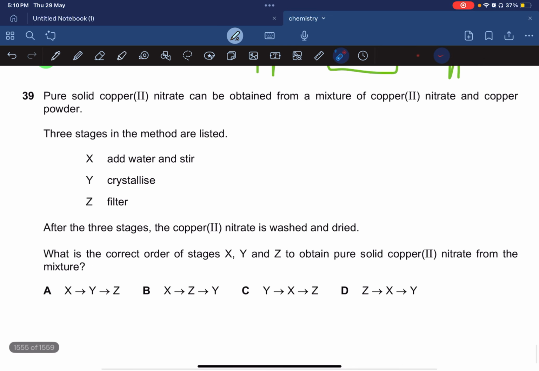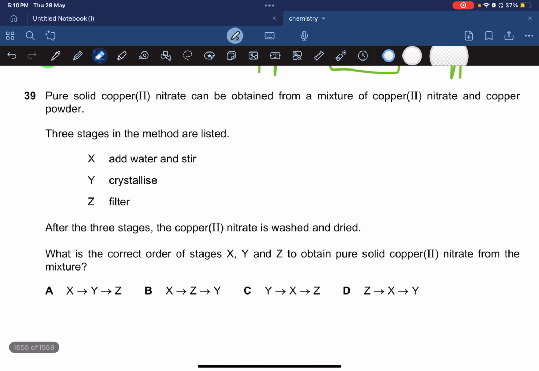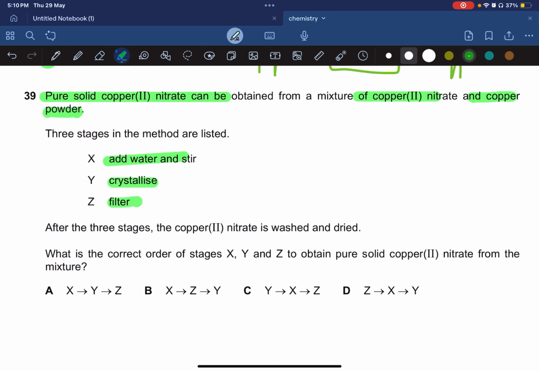Pure solid copper(II) nitrate can be obtained from a mixture of copper(II) nitrate and copper powder. What you're trying to obtain is a pure solid. Three stages in the method are listed: add water and stir, crystallize, and filter. After the three stages, the copper(II) nitrate is washed and dried. What is the correct order of stages X, Y, Z to obtain pure solid copper(II) nitrate from the mixture?